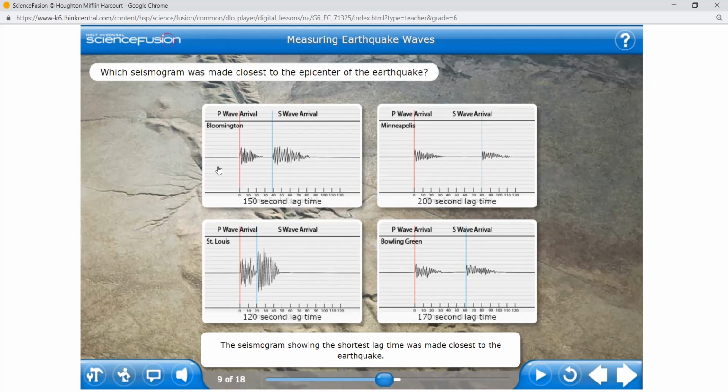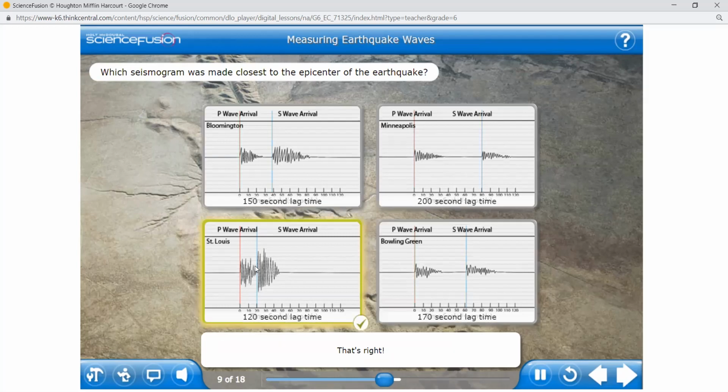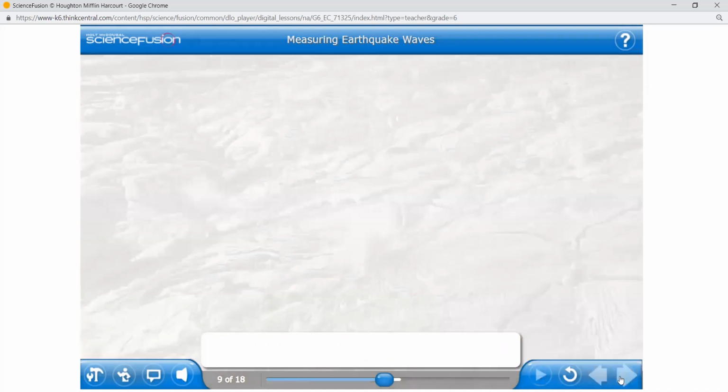So what is the question asked? Which seismogram was made closest to the epicenter of the earthquake? Which is closest to the epicenter? Let us see, 120. That's right. St. Louis has the shortest lag time. The S wave arrived in the shortest time, that means the wave started very quickly and that is very near to the epicenter. So that's why I chose the shortest lag time.